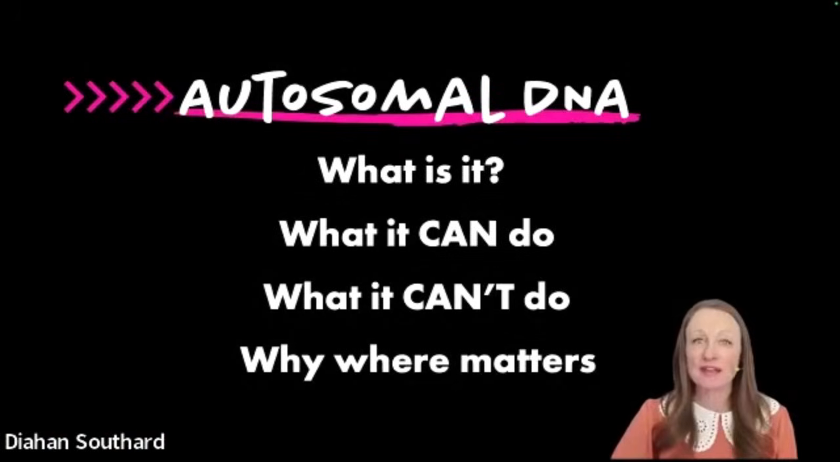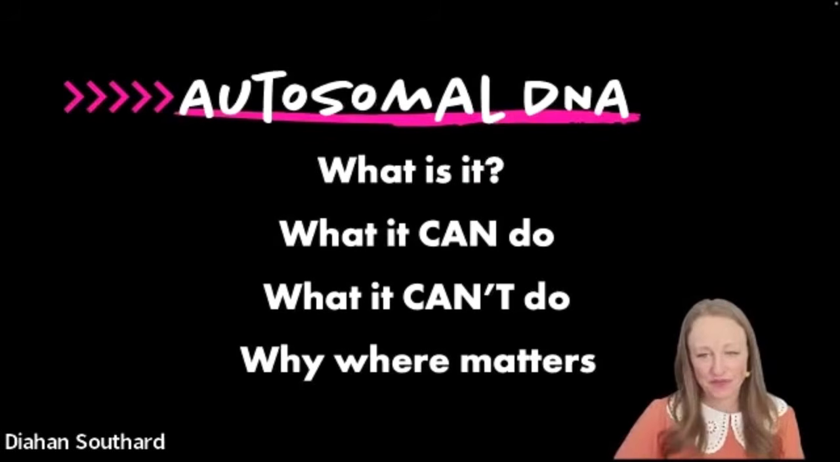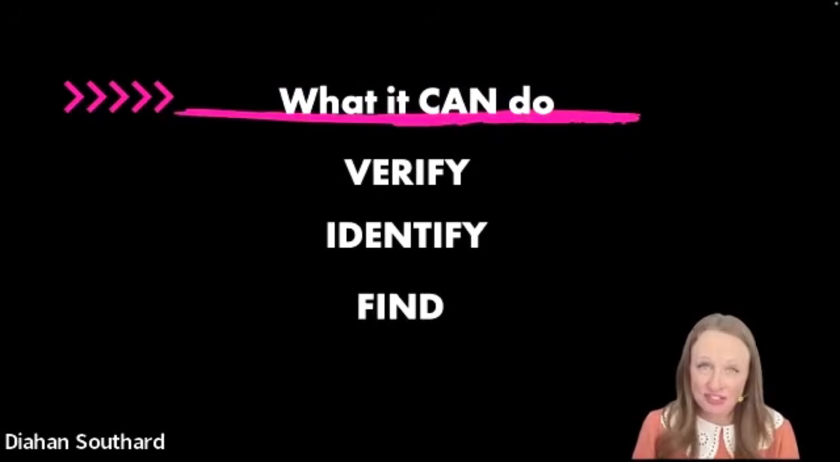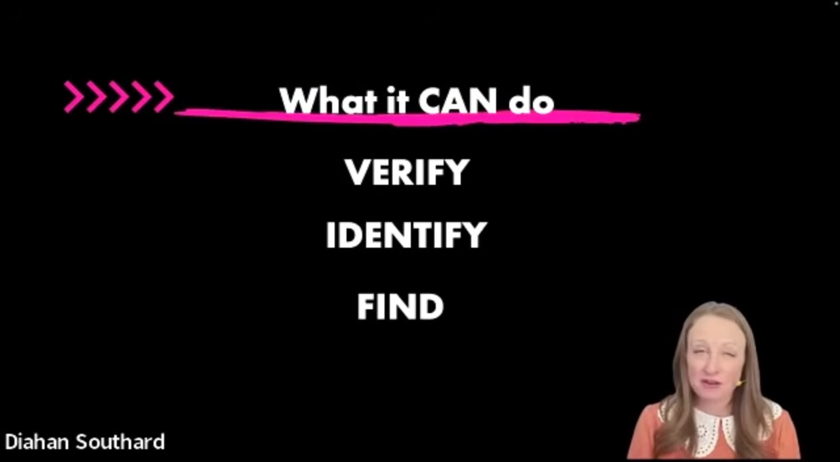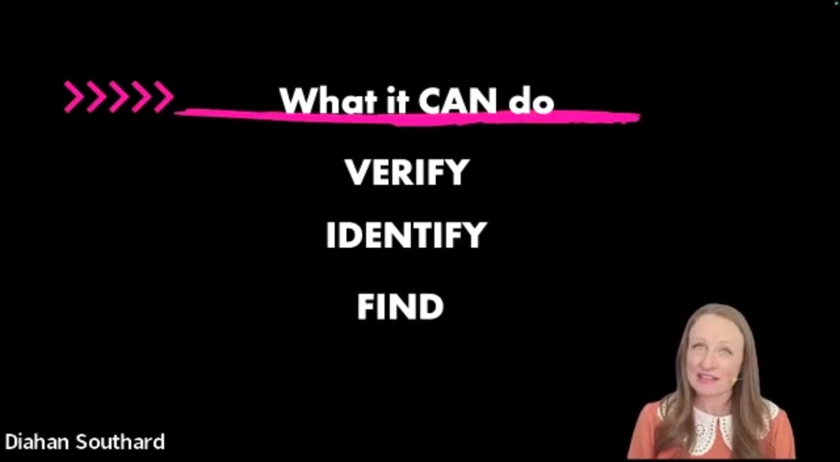So that's the what is it. Now let's get into the specifics of what it can and what it can't do. So, what it can do is it can verify relationships, it can identify new relationships, and it can find things that otherwise are difficult to find.